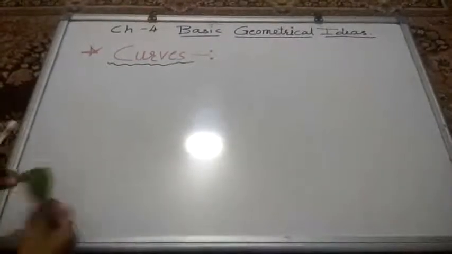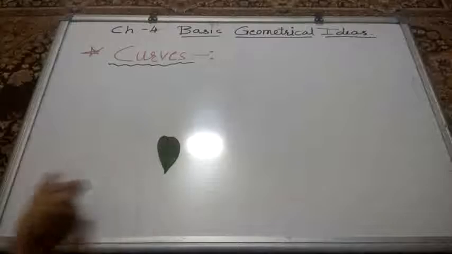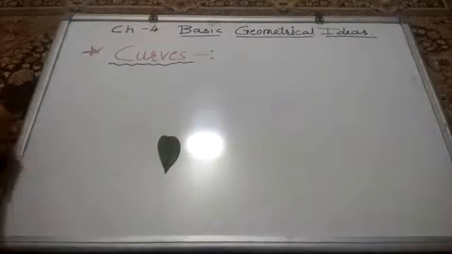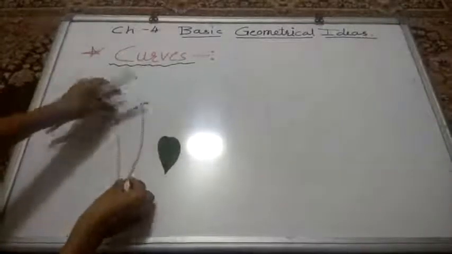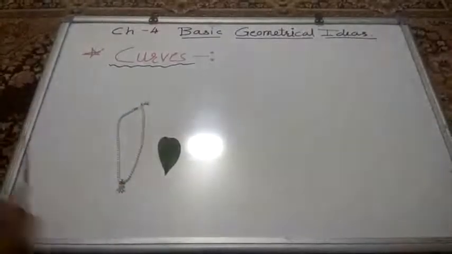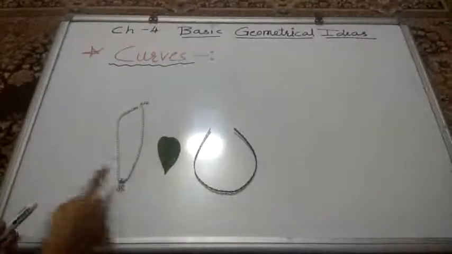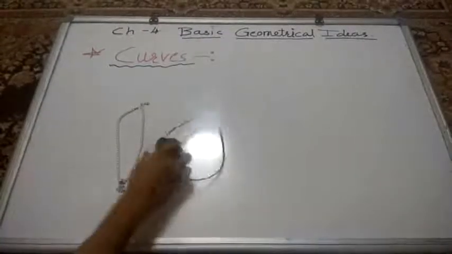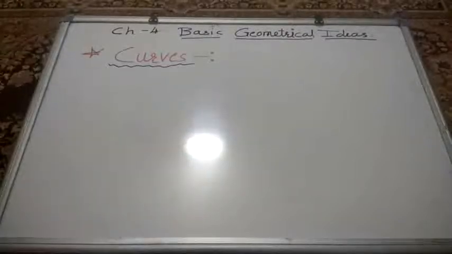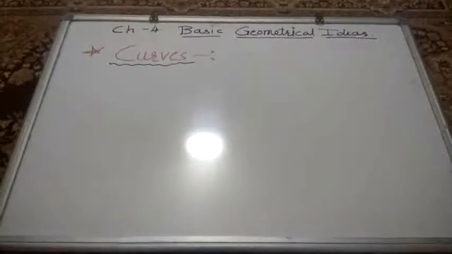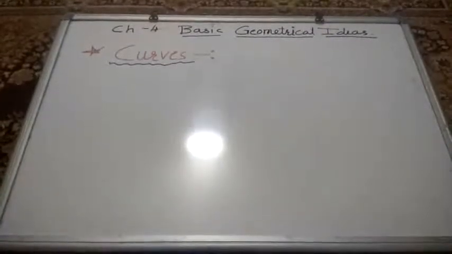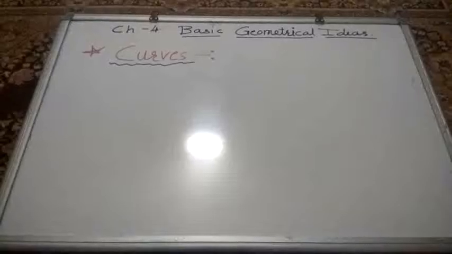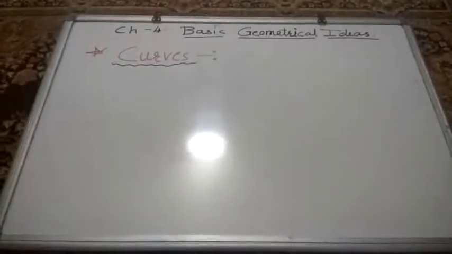Now we see so many examples in our day-to-day life which show various types of curves. For example, leaf, necklace, you can see hairband. All these are examples of the curve. Now let's see some types of the curve. There are 4 types of curve: simple curve, non-simple curve, open curve and closed curve.